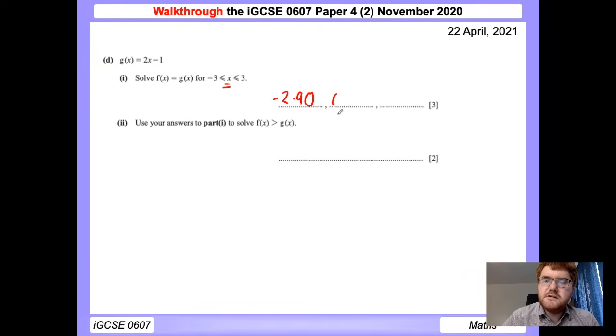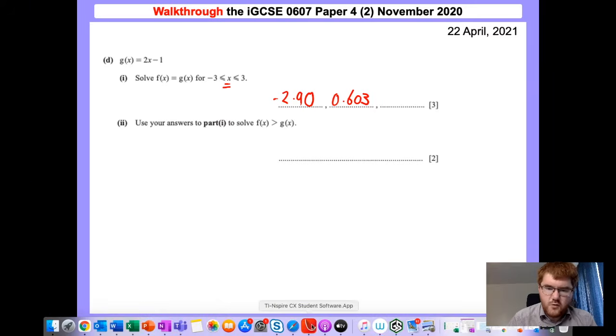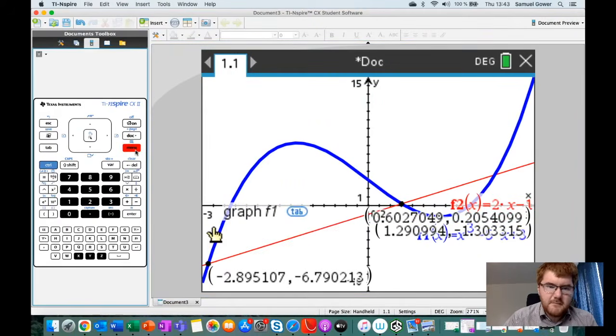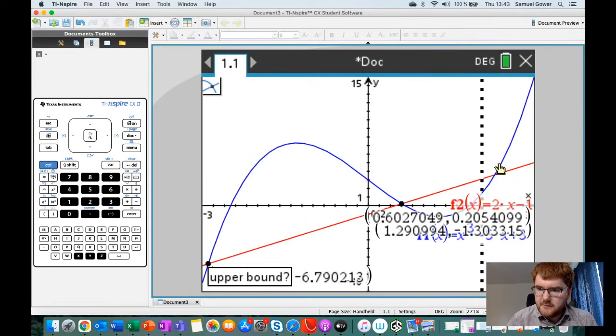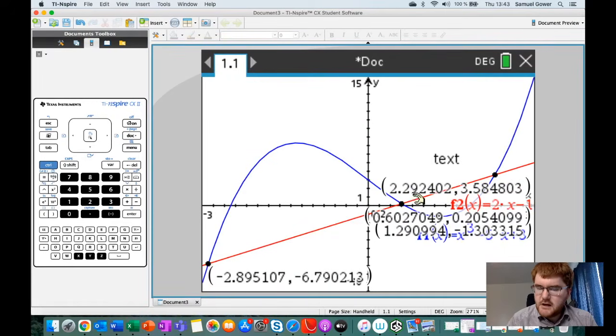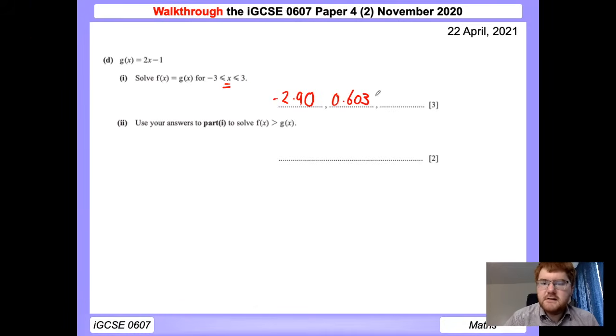So 0.603. Let's go back again. Almost therapeutic doing this. Menu, Analyze, Intersection, and we click before, we click after, and we get 2.29. So go back to our PowerPoint and write in 2.29. Get 1 mark for each of these points.